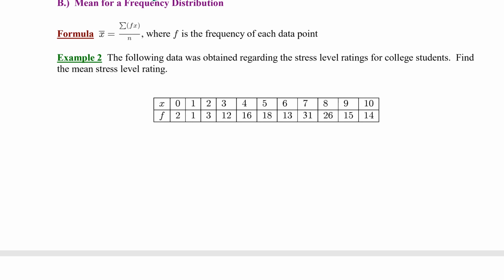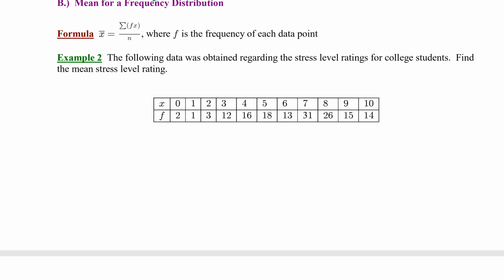X bar, which is the average, is equal to the sum of the products frequency times data point divided by the total number of data points. So F is the frequency of each data point. Let me show you how this works on the following example.